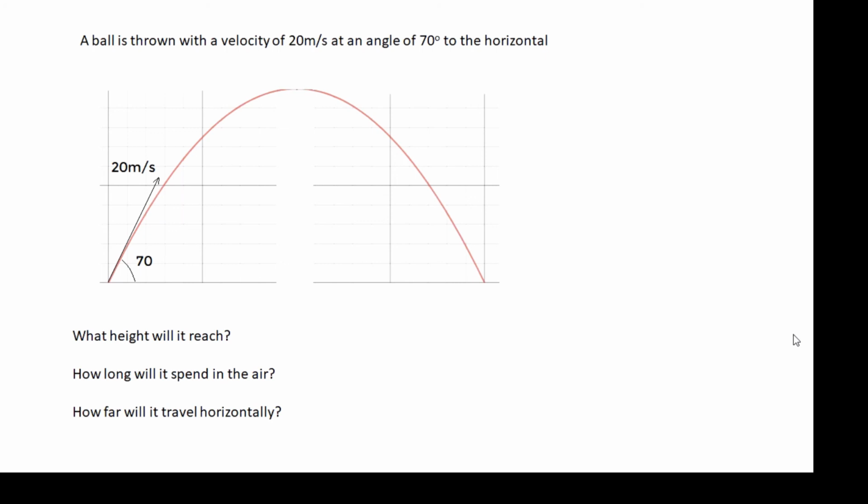What height will it reach? How long will it spend in the air? How far will it travel horizontally? The first two parts of the question are just looking at what's happening vertically, using the vertical component of its velocity. Then when we know the answers to those, we can figure out the range of the projectile, how far it travels. You should have a go at this for yourself. I'll show you the answer in a couple of seconds.